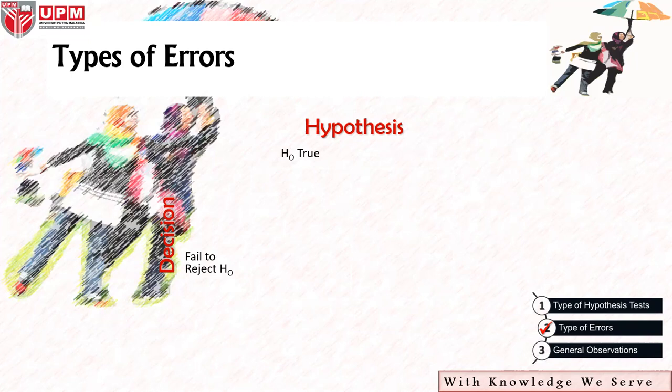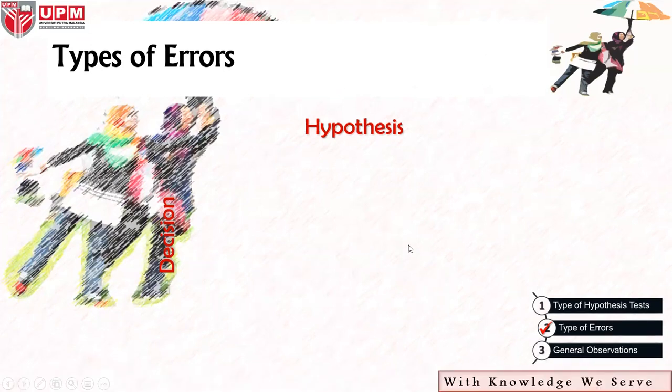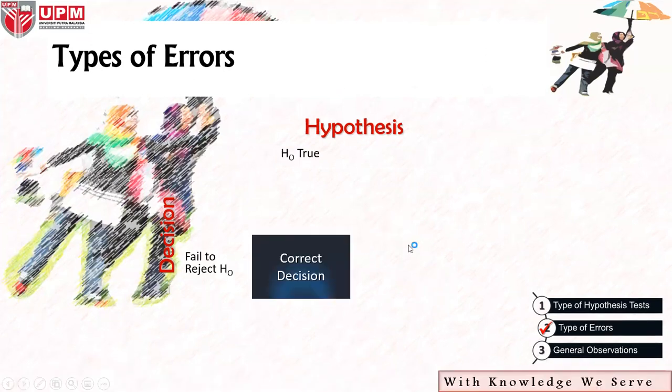Null hypothesis kita betul. We fail to reject. We fail to reject maksudnya kita terimalah null hypothesis tu. Betul ke salah decision kita? Betul. Decision kita betul. Data tidak dapat membuktikan. So betul lah. Dia betul dan kita tak reject dia. So kita buat keputusan yang betul.